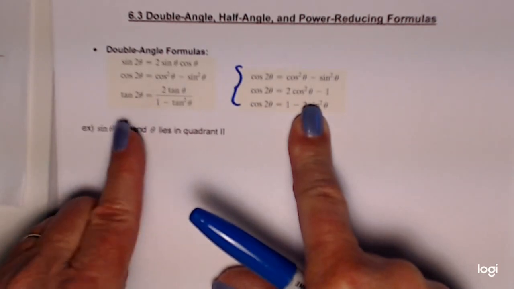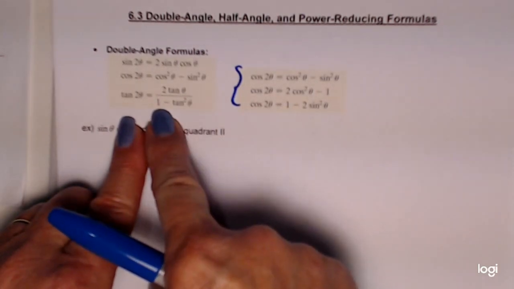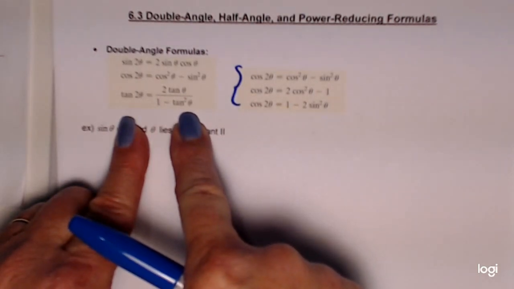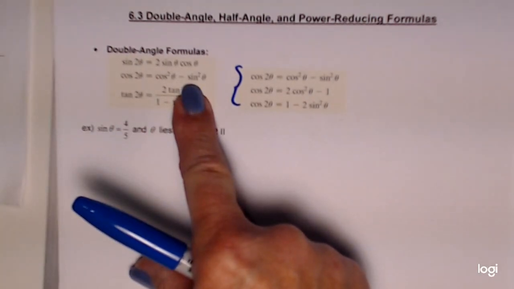And then going back here to our list, the tan of double an angle is 2 times the tan of an angle over 1 minus tan squared of the angle. So these are the formulas we're going to use.